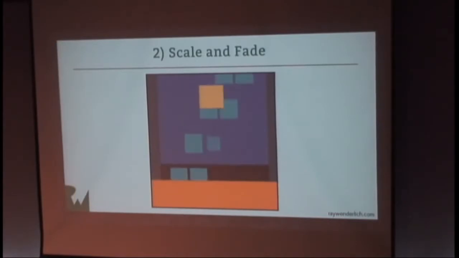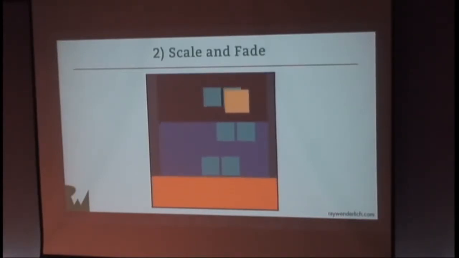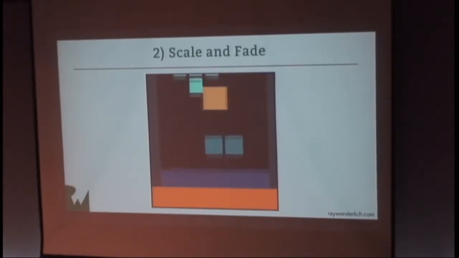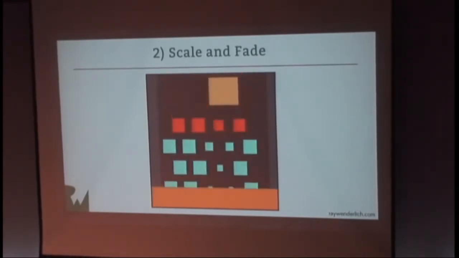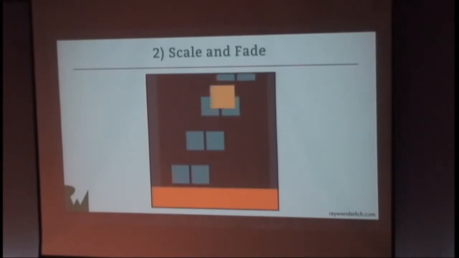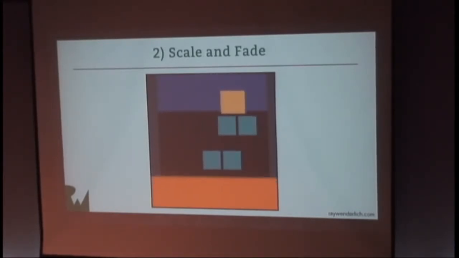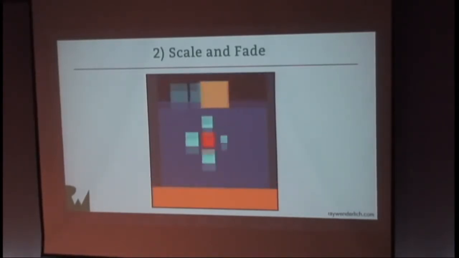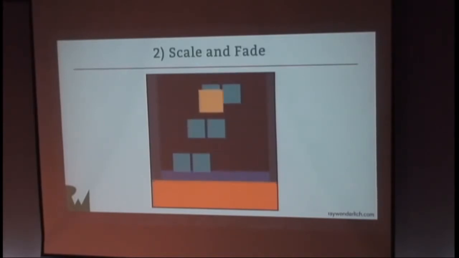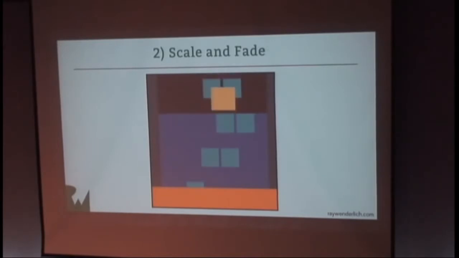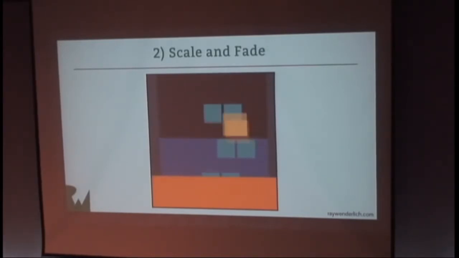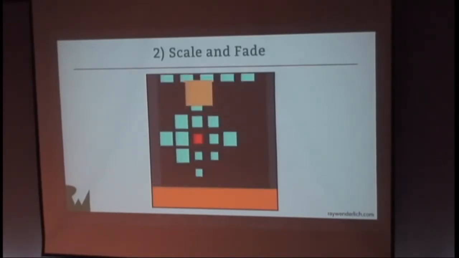Another special effect is scaling and fading. So when you remove something from your game, you don't want to just make it instantly disappear. That's jarring. It's better if it fades out in some way. So you can either just scale it out to 0, or you can make the alpha fade to 0, or you can combine the two at the same time. So you can see here that when you hit the breakable platform, it scales and fades, and when you hit the coins, they just scale out.